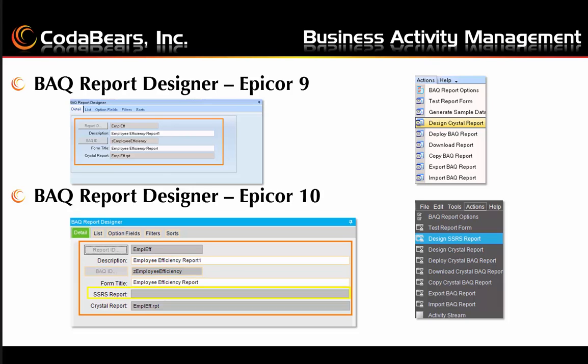So here we can see the highlighted area in yellow is an additional line that was not available in Epicor 9 to define your BAQ report as using an SSRS report. And we also show in the Actions menu the Design SSRS report menu option is available, where in Epicor 9 that was not yet an option in your Actions menu.